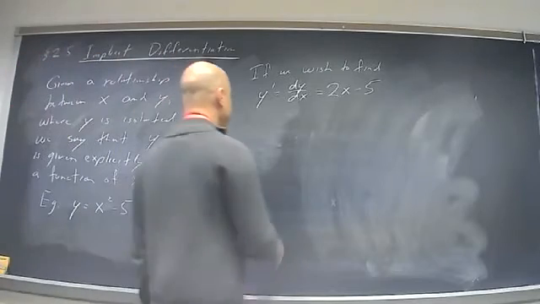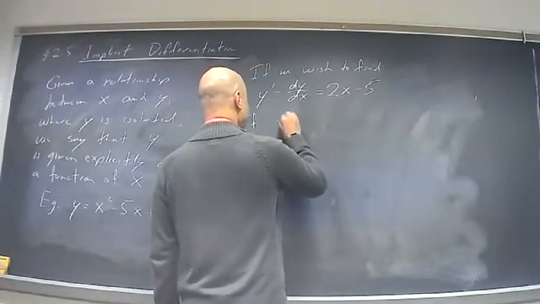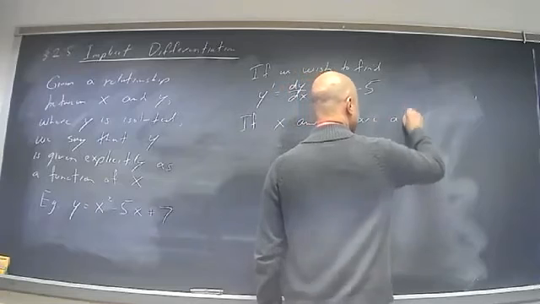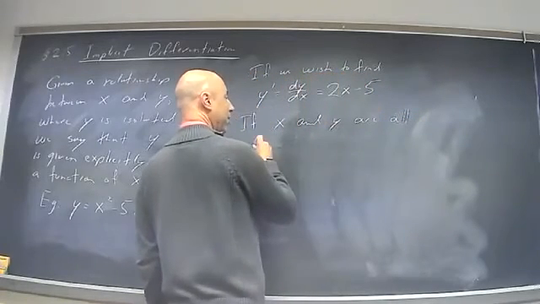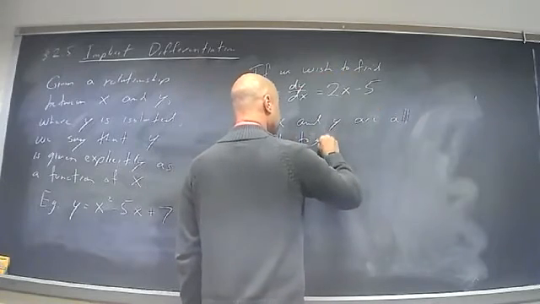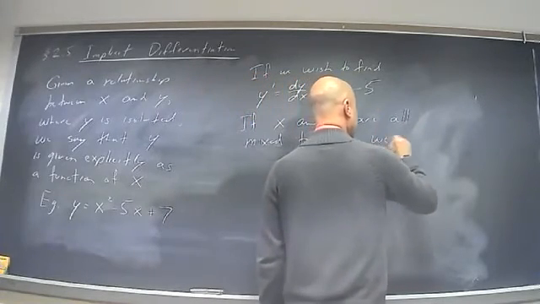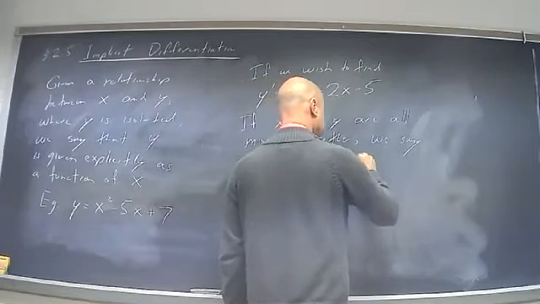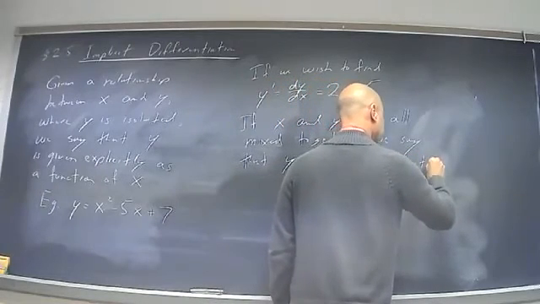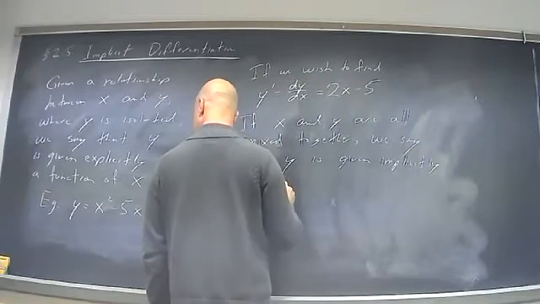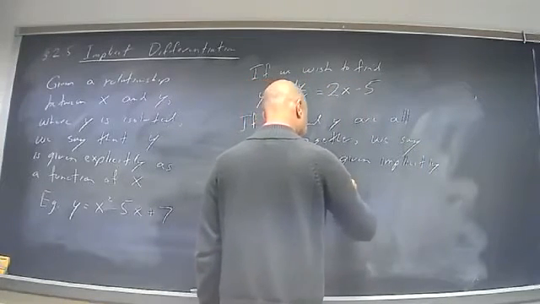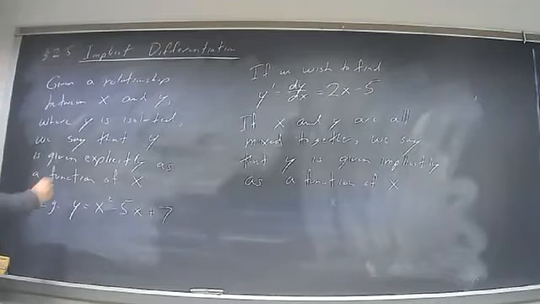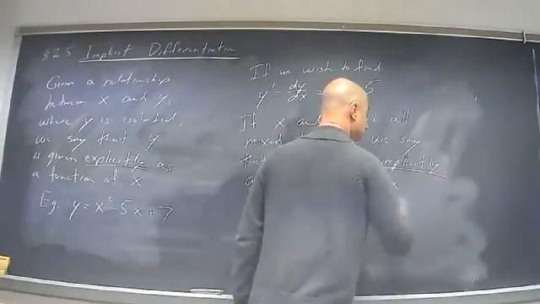If x and y are sort of all mixed together, not a very technical way of writing it, but I think it's pretty clear, we say that y is given implicitly as a function of x. So sort of an explicit definition versus an implicit definition.